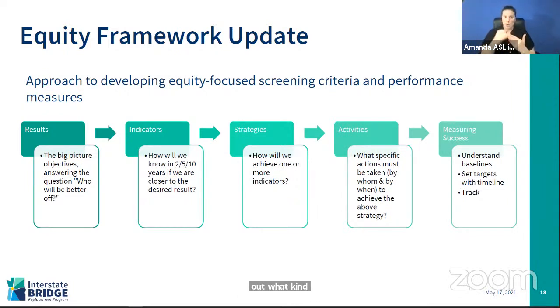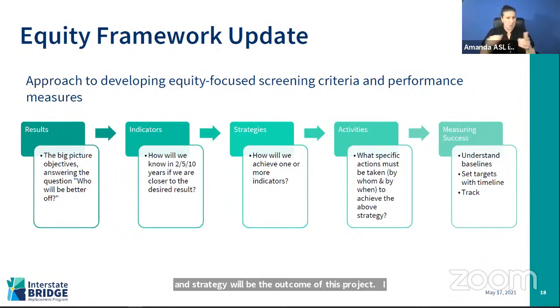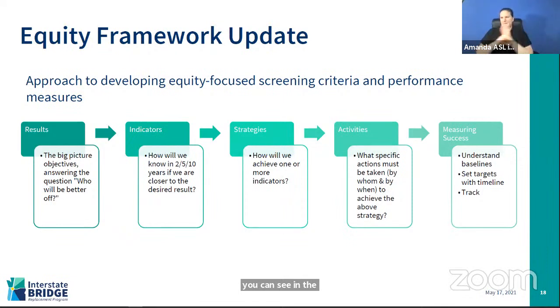So today I want to share the basic structure that we're considering at this point, answer any questions that you may have, get a pulse of whether you think we're going in the right general direction, and take any high-level suggestions from you. As you can see in the diagram here, I just wanted to walk through each of these steps with you. The first is the results. That is the big picture objective or the outcomes that we're seeking, and really answering the question, who will be better off as a result of the work that we're doing? One example of that might be the promotion and fostering of economic and social inclusion for vulnerable communities, just to give you one idea.